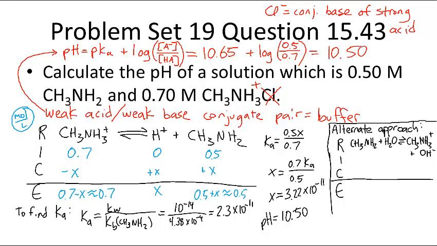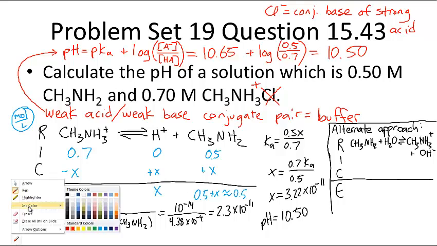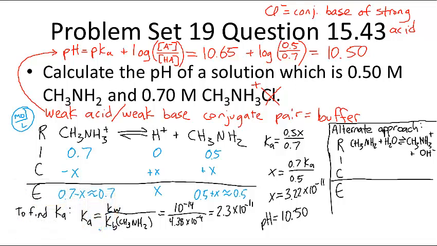Question. Student question is, where did I find the pKa value? The pKa value I got from taking the negative log of Ka. So this here was negative log of the Ka, which was 2.3 times 10 to the negative 11th. So you had to figure out that Ka value, which I did down here at the bottom of the screen.